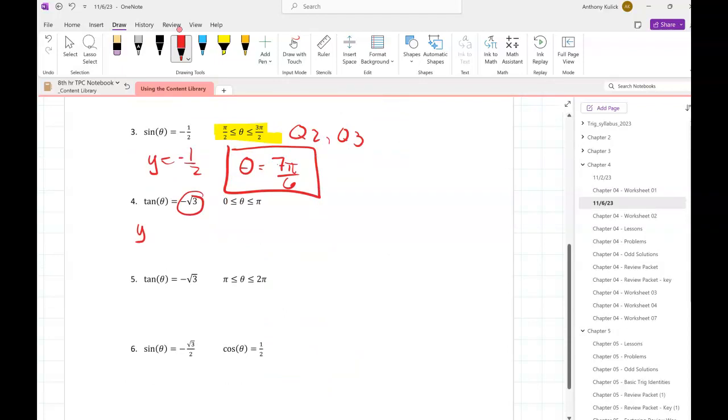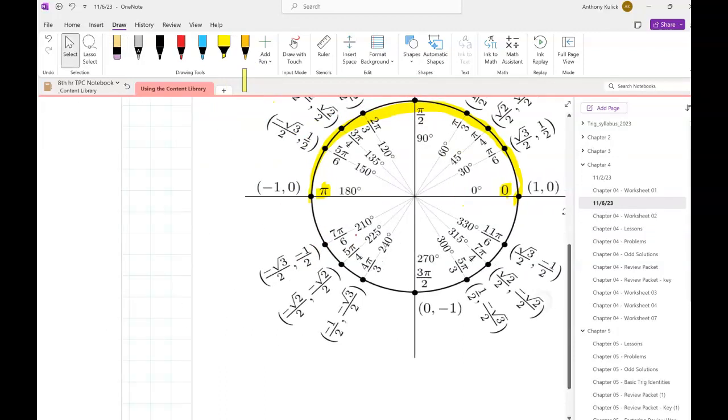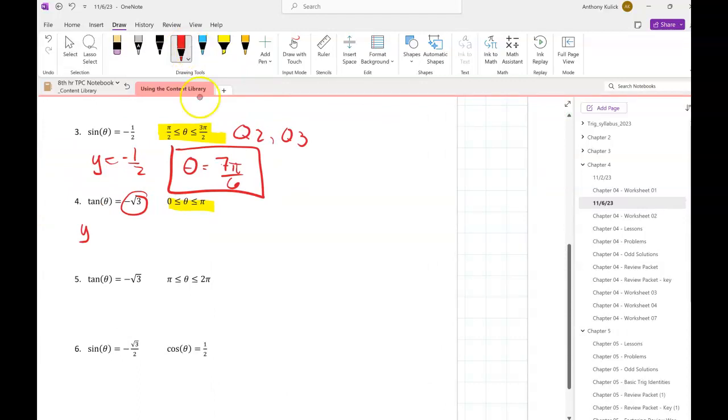So remember, let's do the interval first, right? 0 to pi, what quadrants is that going to cover? 1 and 2. Good job. Right? So tangent, remember, is y over x.